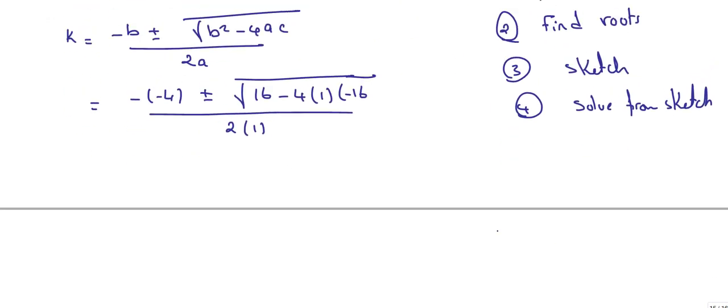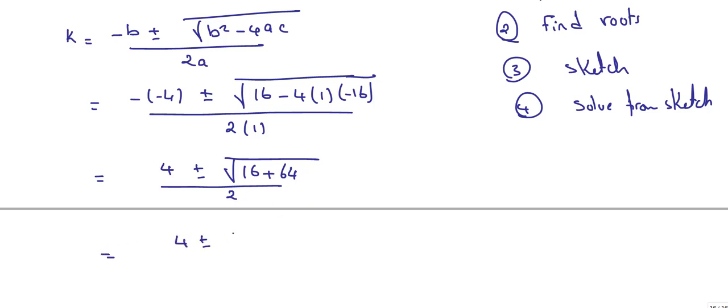Of course I wished it would be factorable, but unfortunately it isn't. So this is 4 plus or minus root of 16 minus, and here the negative becomes plus 64, divided by 2. Simplify again. So it's 4 plus or minus, when you add this it will be root 80, divided by 2.